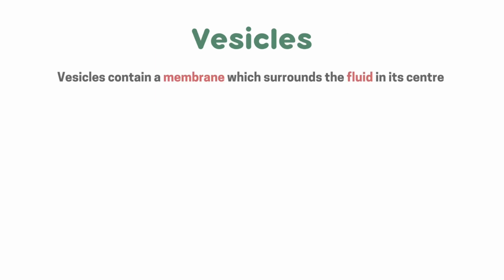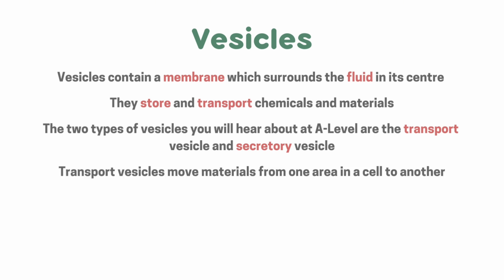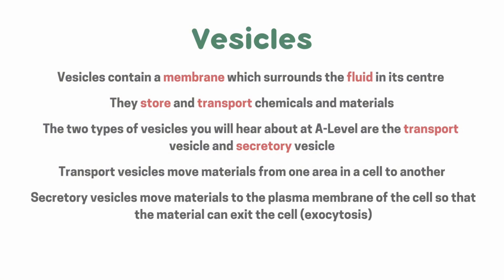And now we move on to vesicles. Vesicles contain a membrane which surrounds the fluid in its center. They store and transport chemicals and materials. The two types of vesicles you hear about at A level are the transport vesicle and the secretory vesicles. Transport vesicles move materials from one area in a cell to another. Secretory vesicles move materials to the plasma membrane of the cell so that the material can exit the cell.